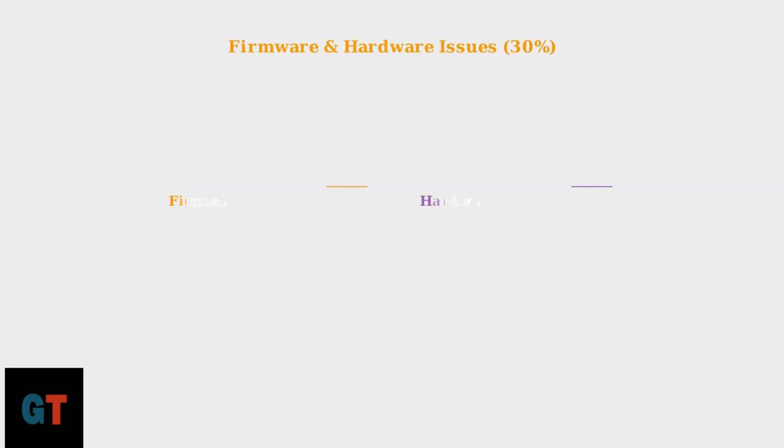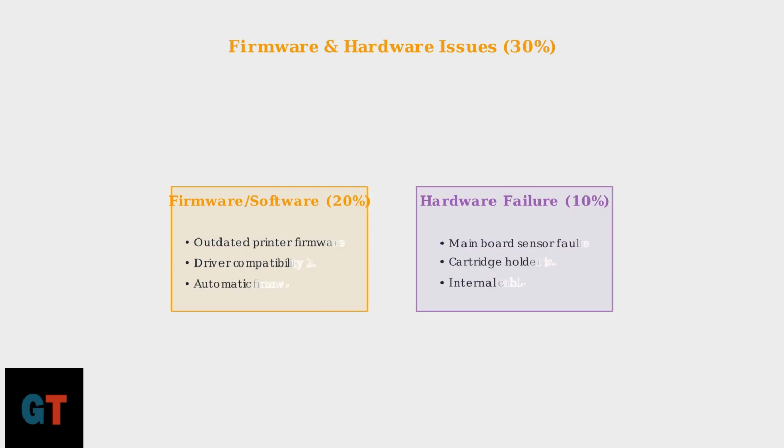The remaining 30% of Error B204 cases involve firmware and hardware issues. Firmware and software conflicts, accounting for 20% of cases, include outdated printer firmware conflicting with newer cartridge chips, driver compatibility issues with recent operating system updates, and problems caused by automatic firmware updates. Hardware component failures, representing 10% of cases, involve mainboard sensor malfunctions, cartridge holder mechanical issues, and internal cable connection problems.